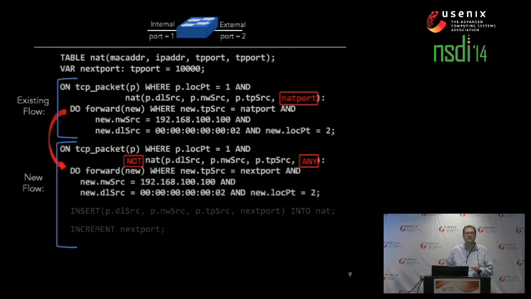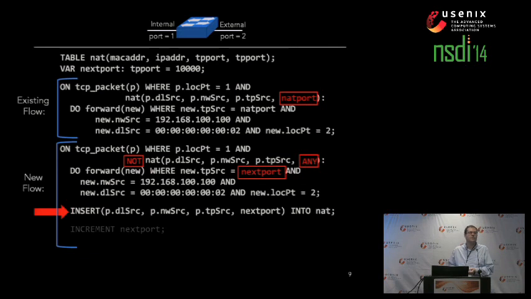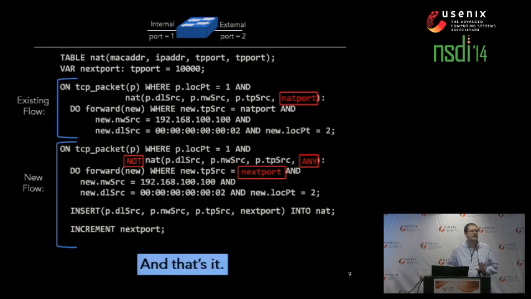There's a very similar forwarding rule used in the other case. The difference here is that we don't get a port to use from the NAT table, we just get it from the next port variable. Since this is a fresh flow, there's a little extra bookkeeping that we have to do, right? We'd better insert a row into the NAT table. And since now we've used the current value of next port, we have to increment next port. And really, that's it for outgoing NAT.